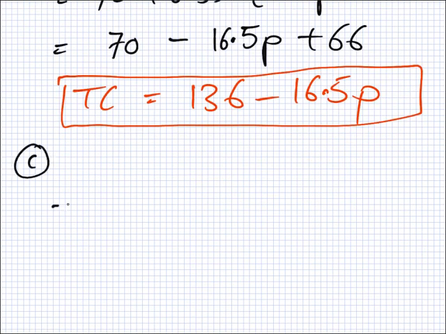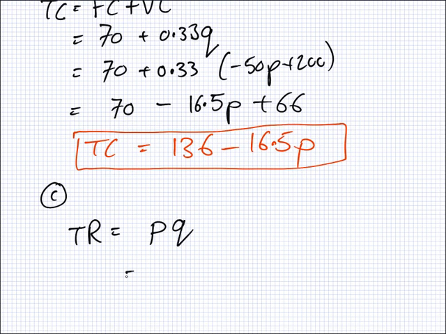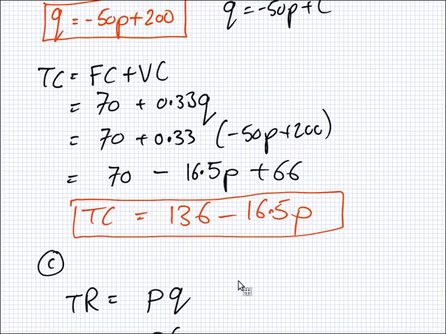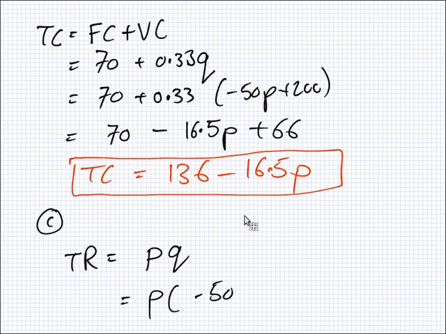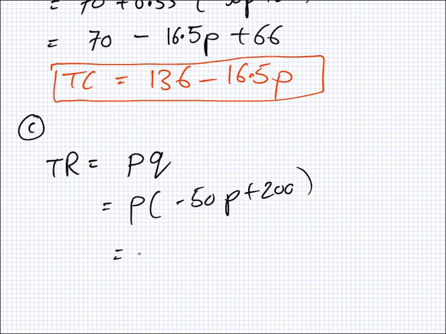All right, part C. Let's get a formula for total revenue. Total revenue means total sales, total money we took in. So, how much are we charging per cup of coffee? That's P. And how many cups of coffee did we sell? Q. And let's sub in the Q again. What did we say it was? Minus 50P plus 200. So total revenue is minus 50P squared plus 200P.